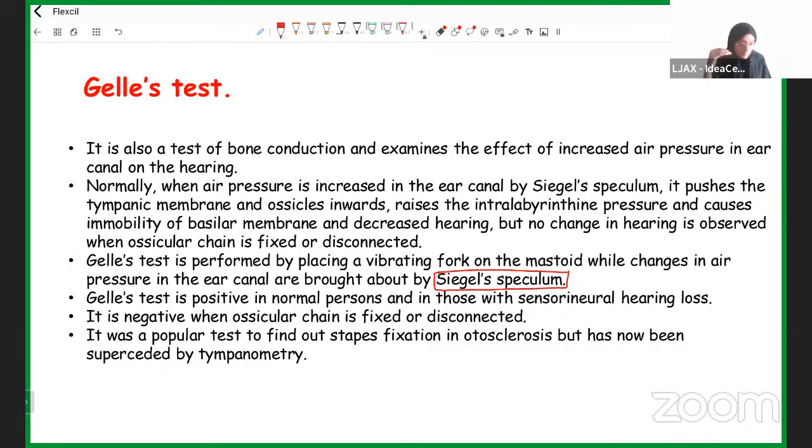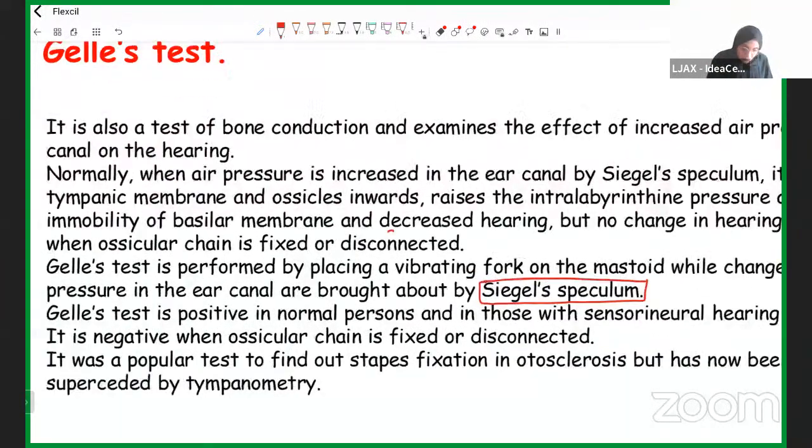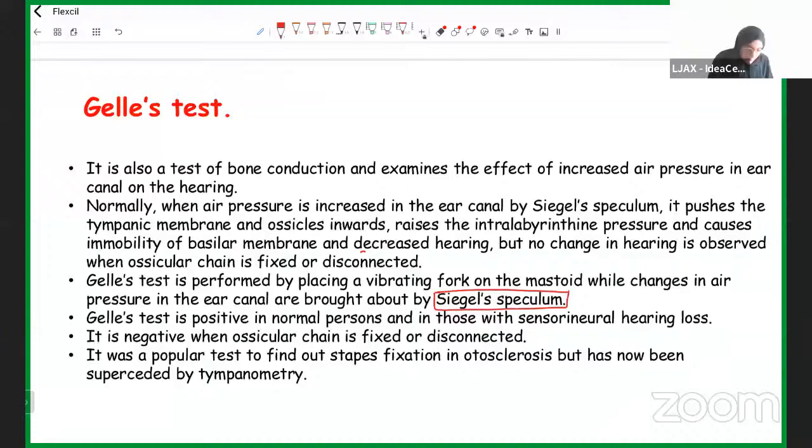Now your basilar membrane is not moving, and that will lead to decreased hearing. See, here it pushes the tympanic membrane and the ossicles inwards. That will raise the intralabyrinthine pressure, cause immobility of the basilar membrane, and decrease the hearing. But there is no change in hearing if the ossicular chain is fixed or disconnected.